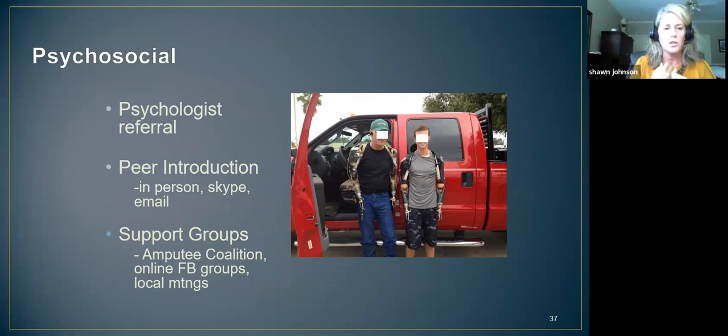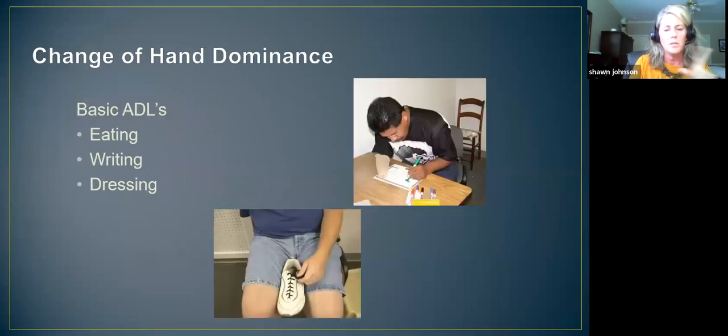So here's an example of a psychosocial. We can make referrals if needed, and do peer introductions if needed, in person, Skype, email, support groups, whether it's online or in person. So, addressing the psychosocial aspect of things. And here are some examples of changing hand dominance. If someone was right-handed and they've lost their right hand, then we need to work on them being able to sign their name with their left hand, or tie their shoelaces with their left hand, or button their pants, or feed themselves.